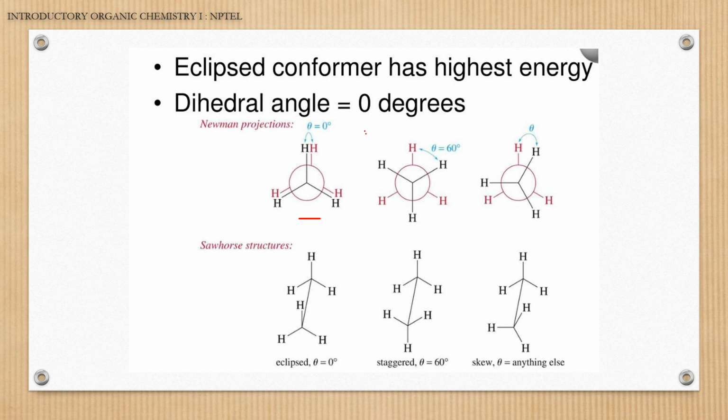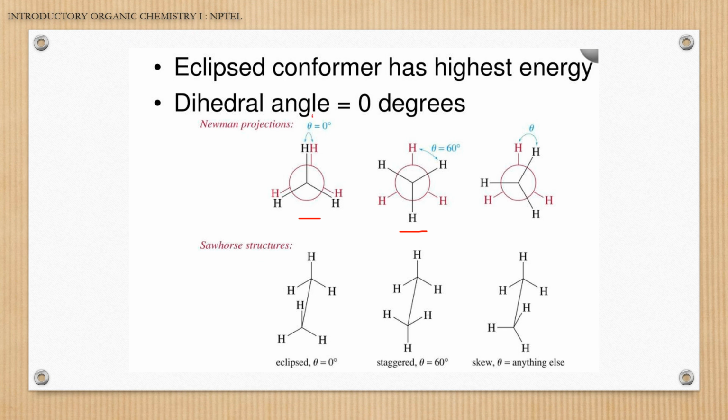But now, when we come to the staggered conformation, the dihedral angle between the two hydrogens is 60 degrees. So with this 60 degree dihedral angle, the torsional strain is released, and what you can see is the steric strain only. Whereas in the eclipsed conformation, there is torsional strain as well as steric strain.